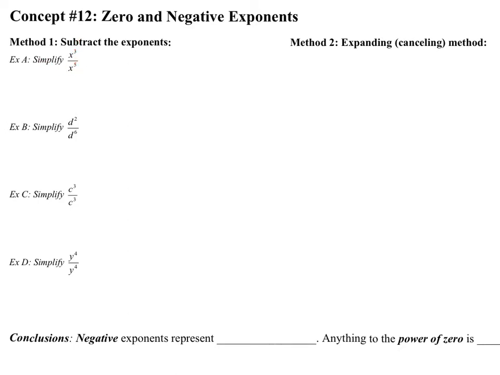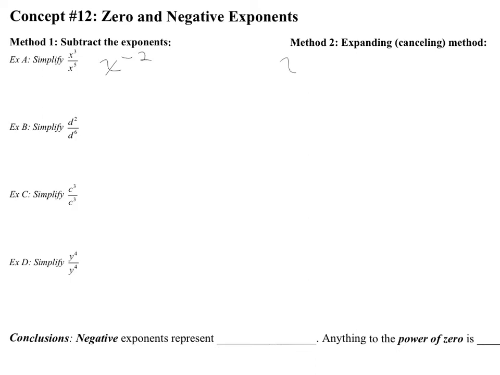So if I'm doing this here and I subtract my exponents, I'm going to end up getting x to the negative second, right? But then I also said, remember, if you get negative exponents, it means you have more on the bottom than you do on the top. So I've asked you to also simplify this by expanding.